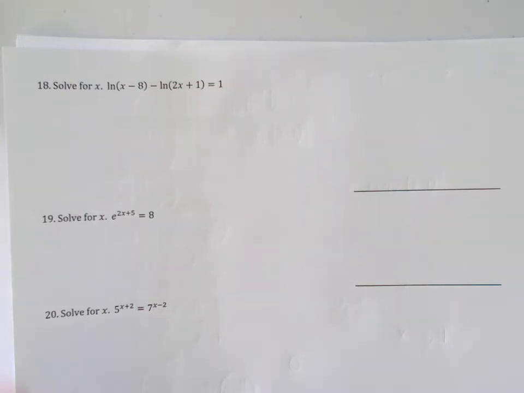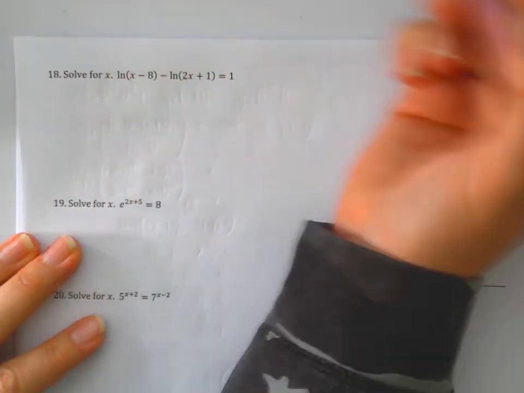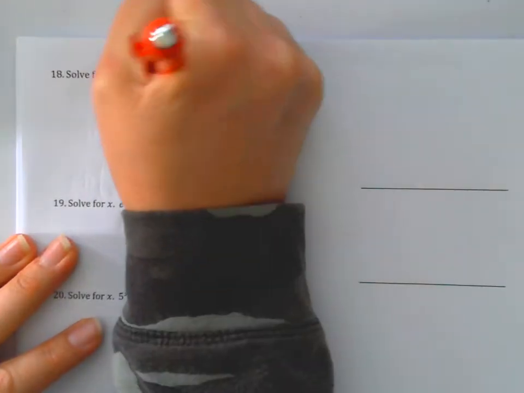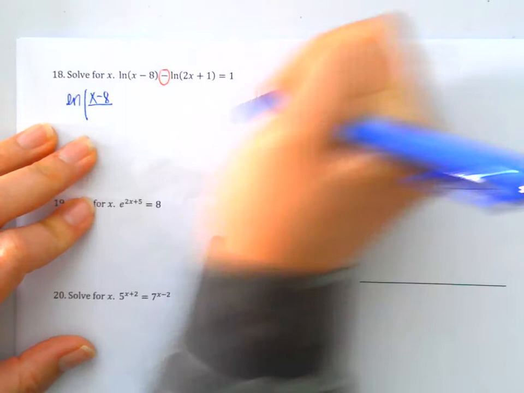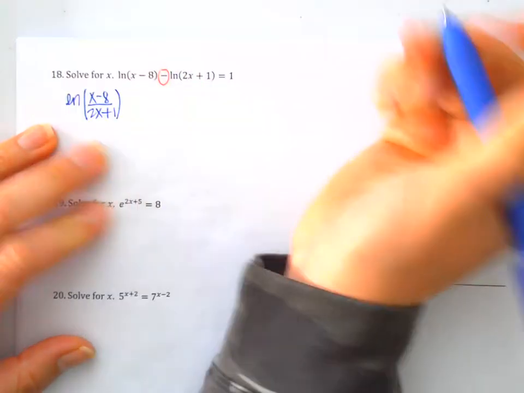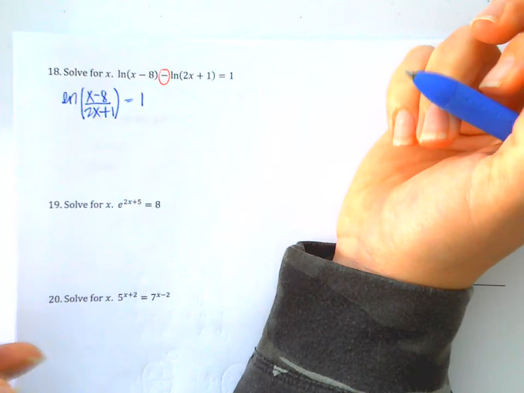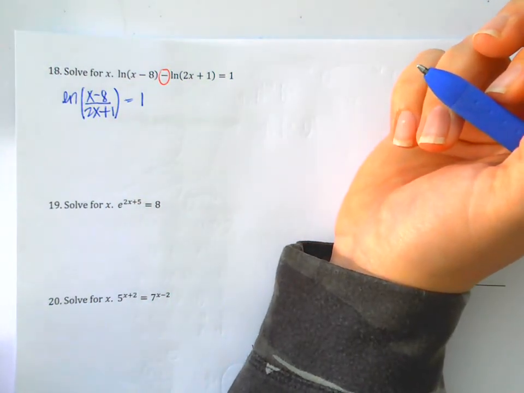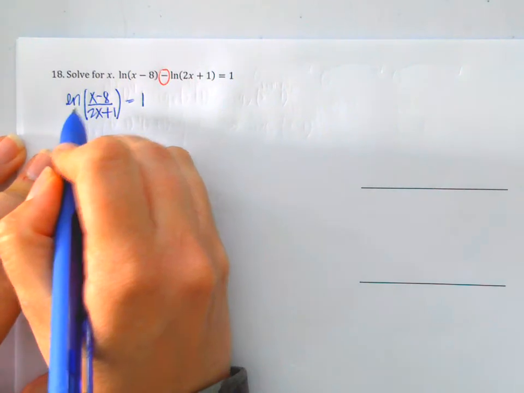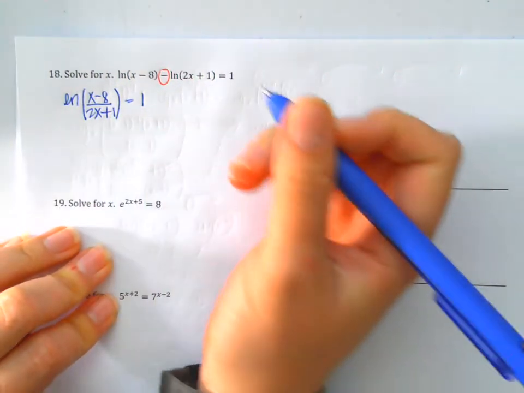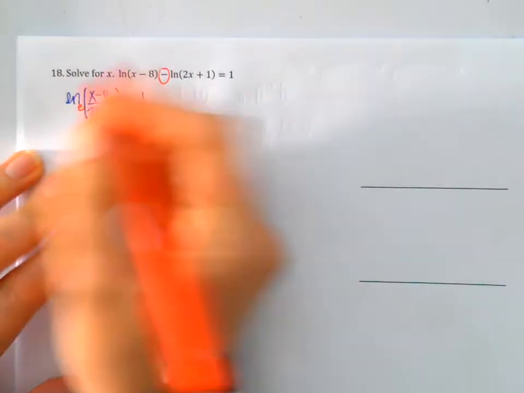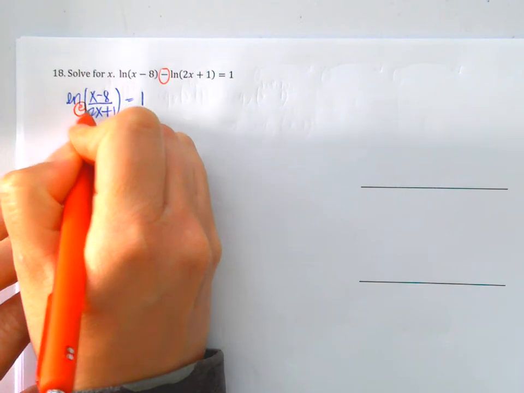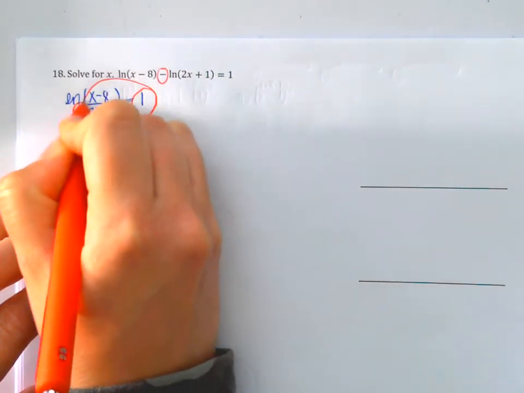Okay, so when we condense, we have this minus, which means we're going to divide. So it's going to be ln of x minus 8 over 2x plus 1 equals 1. Okay, so now that it's condensed, we're going to convert it to exponential. Remember, your base here is e. So when I convert it to exponential, it's going to be e to the first power equals this whole thing.